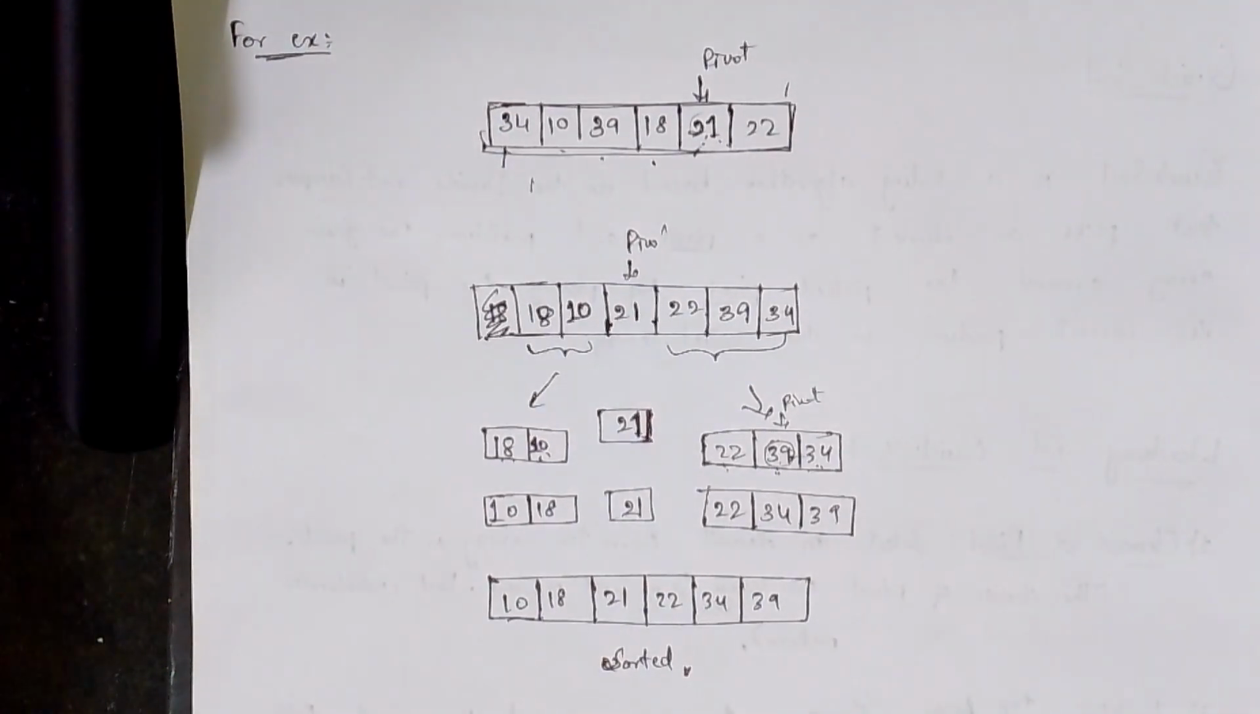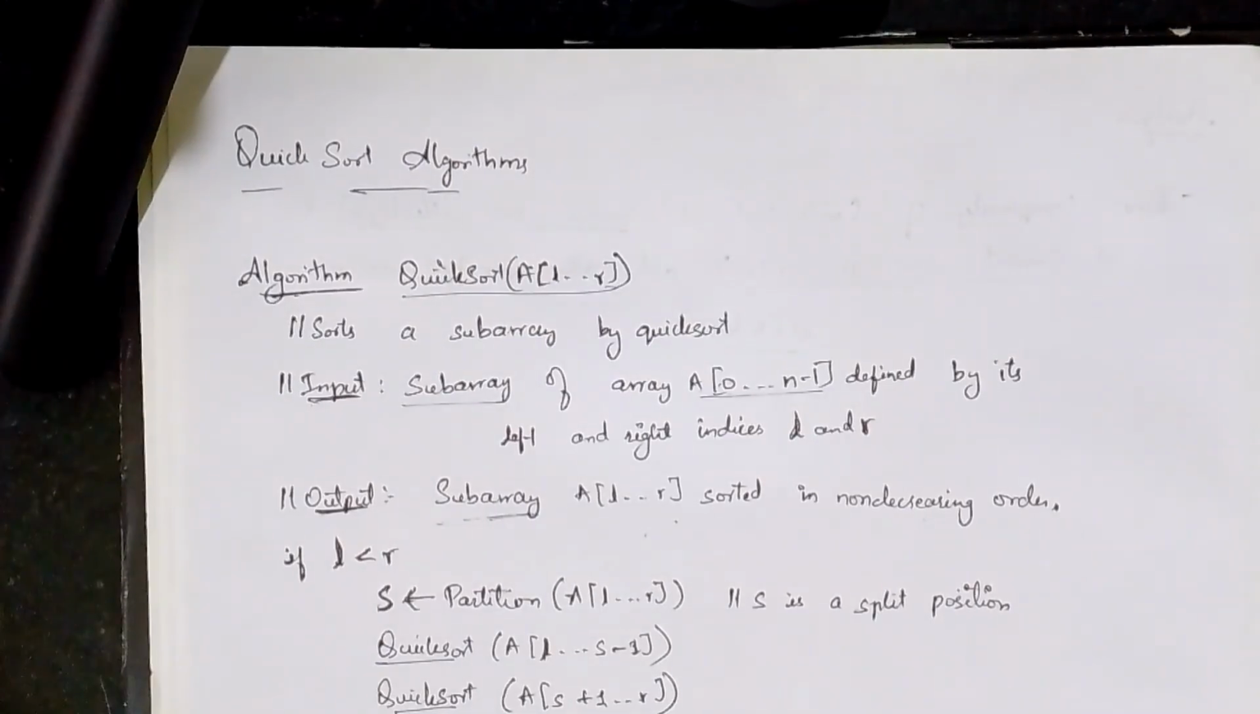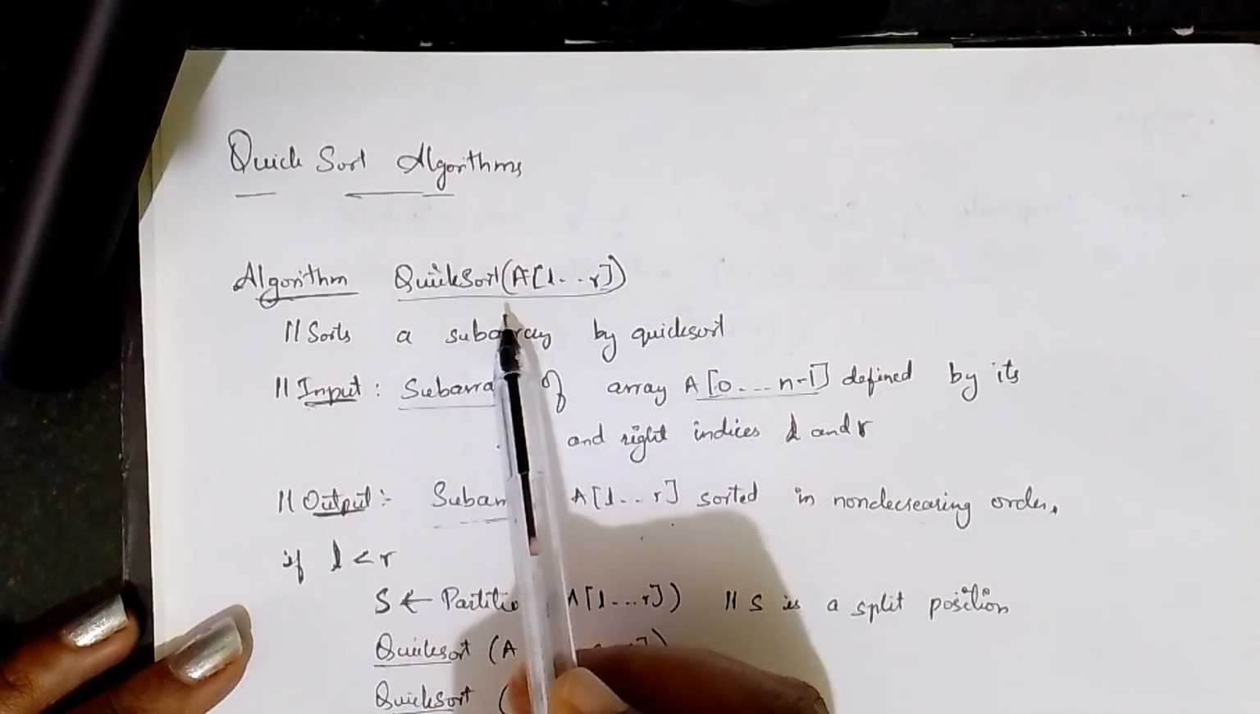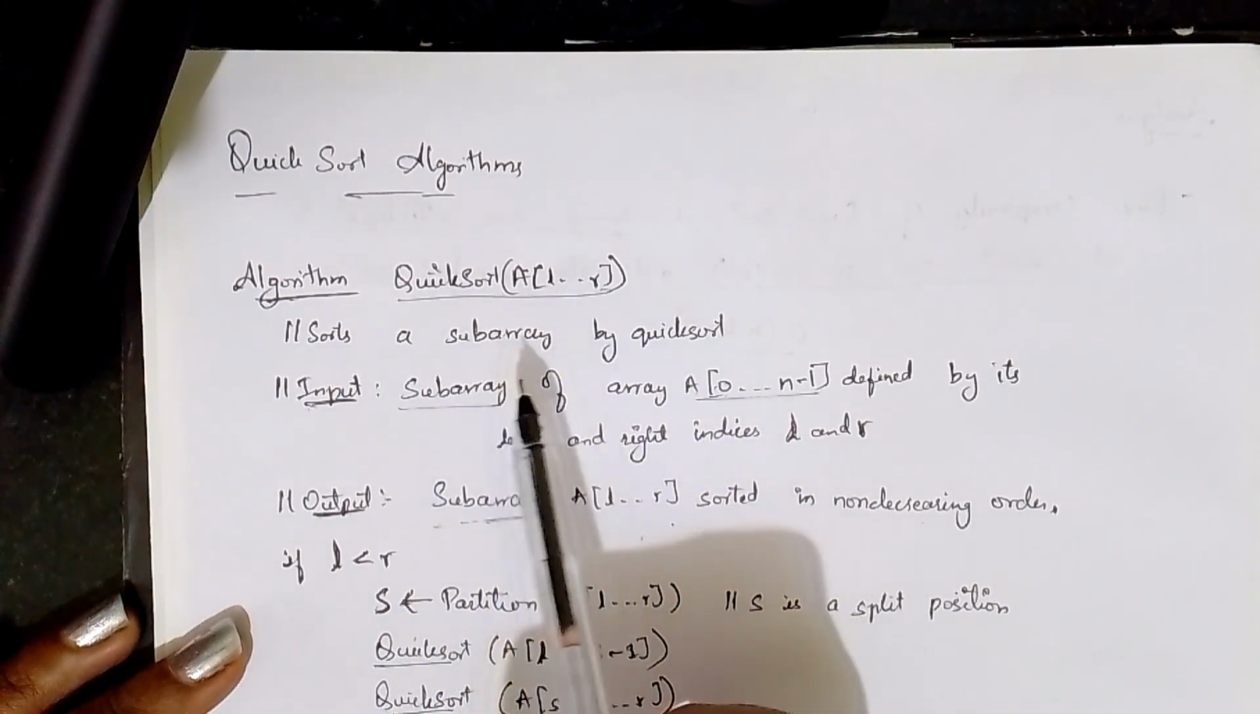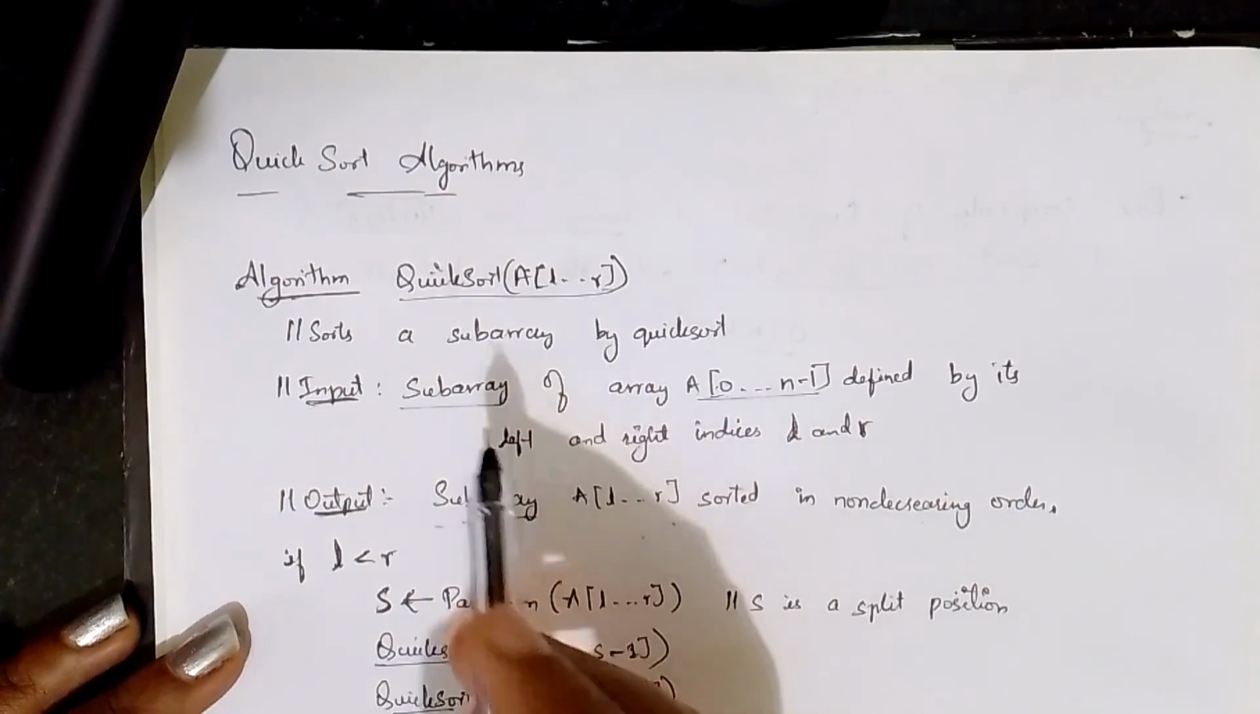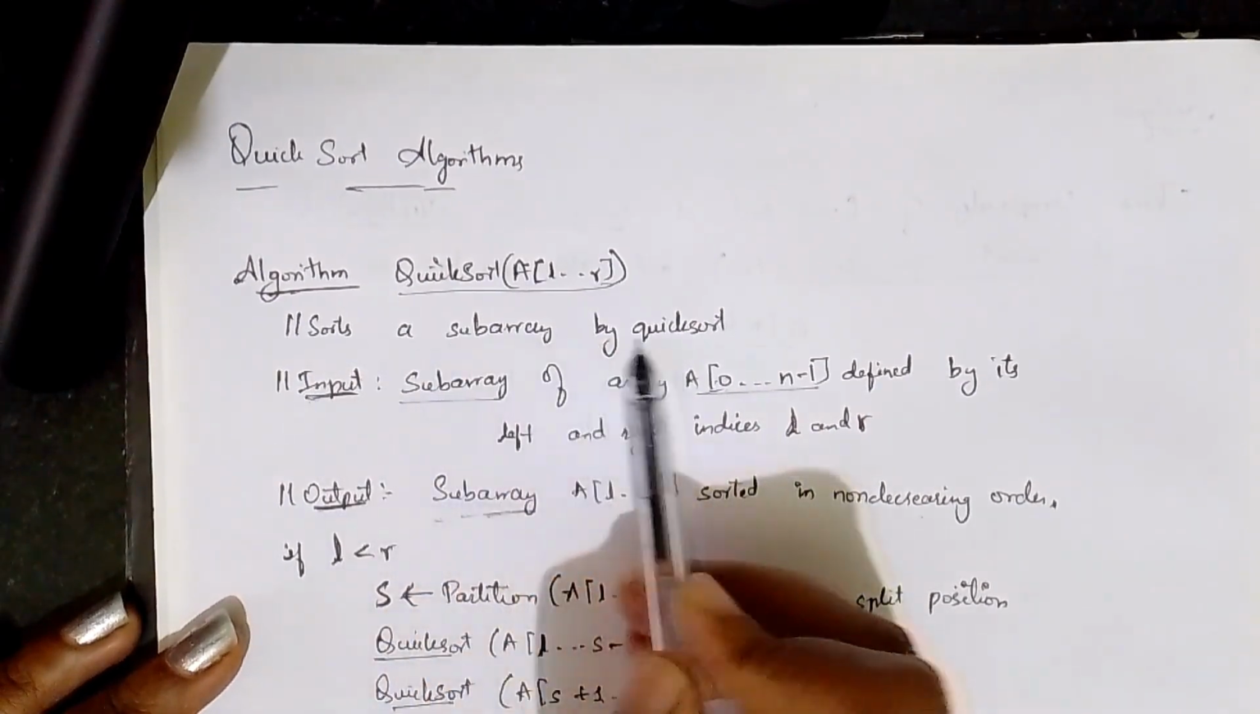Now let us discuss the algorithm and solve the problem according to the algorithm, and we will understand the analysis of quick sort also. Now let us discuss the quick sort algorithm. Here we are going to apply quick sort on subarrays to sort the array. We are going to sort a subarray by quick sort.